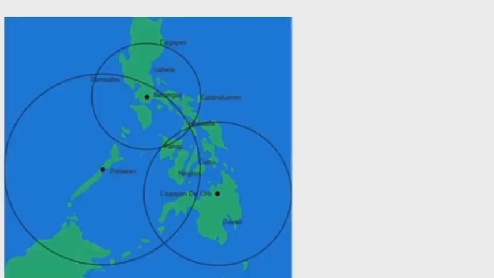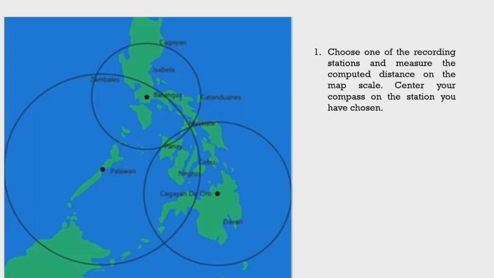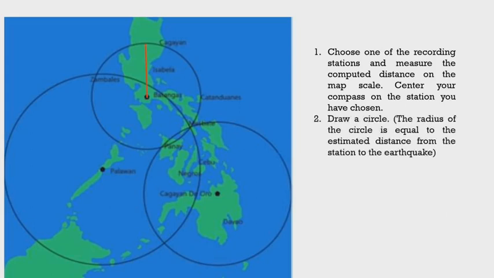So what will you do next? Choose one of the recording stations and measure the computed distance on the map scale. Center your compass on the station you have chosen. For example, in Batangas, draw a circle and the radius of the circle is equal to the estimated distance from the station to the earthquake.